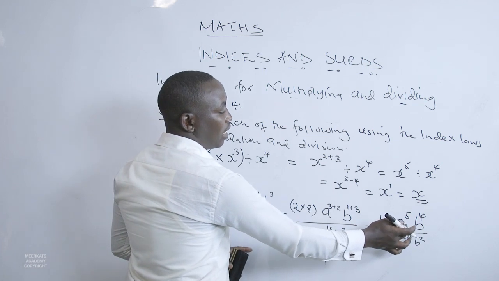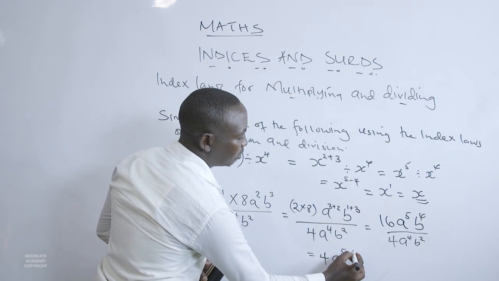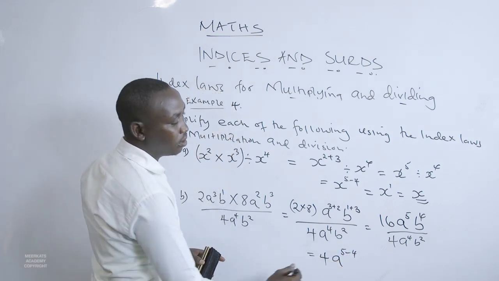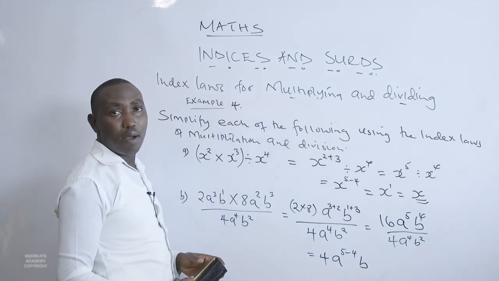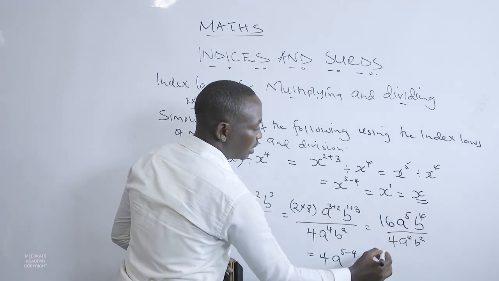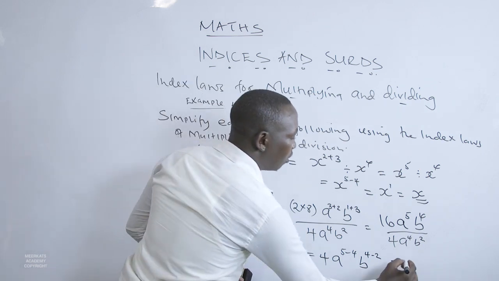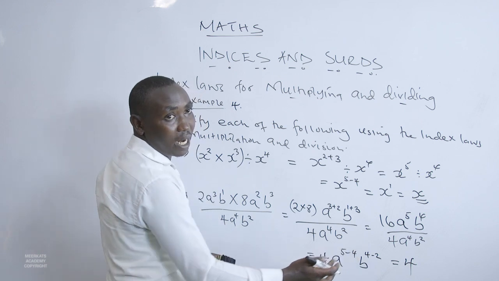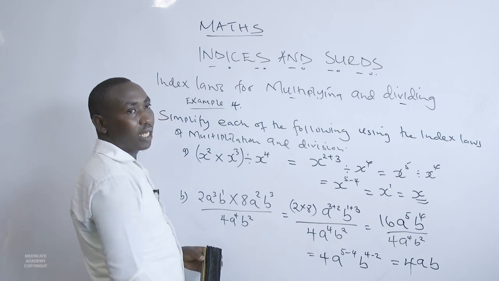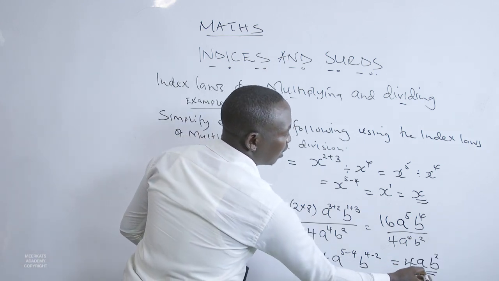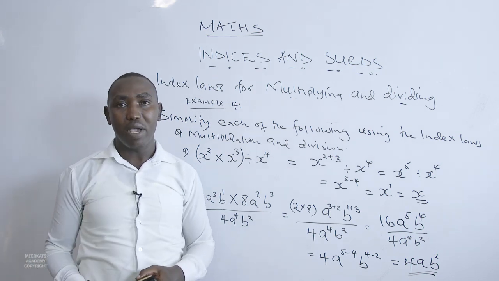Then we are dividing a power 5 by a power 4, so we subtract the powers, a raised to 5 minus 4. Then b, we are dividing b raised to 4 by b raised to 2. That means we subtract their powers, 4 minus 2. 5 minus 4 is 1, so that will be 4a. 4 minus 2 is 2. So the correct answer for our part B shall be 4ab squared.